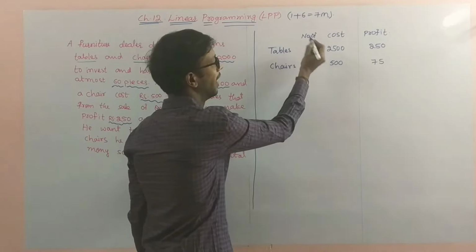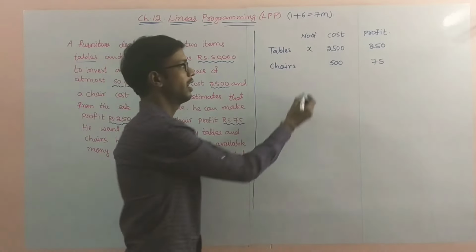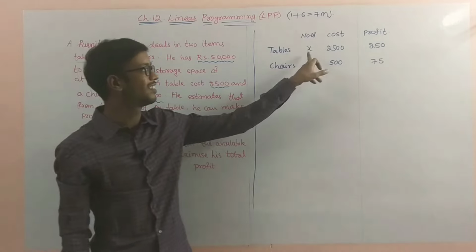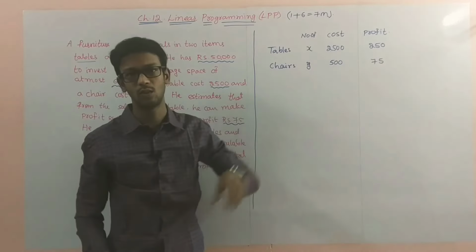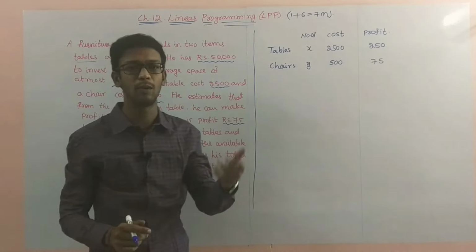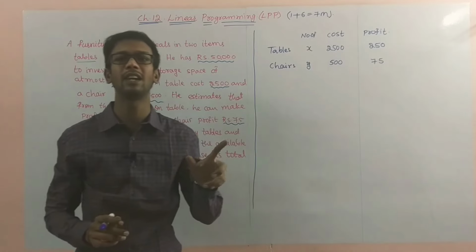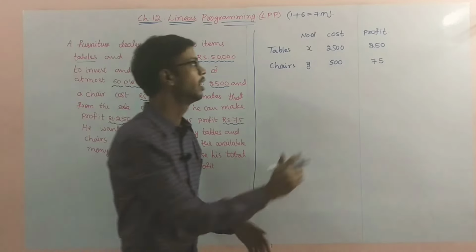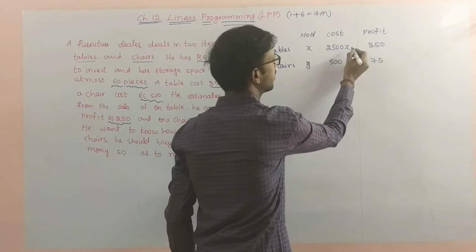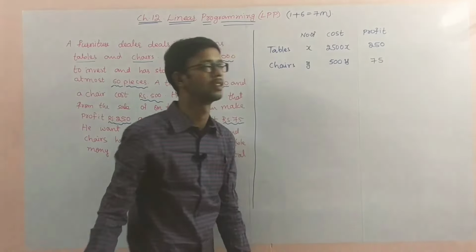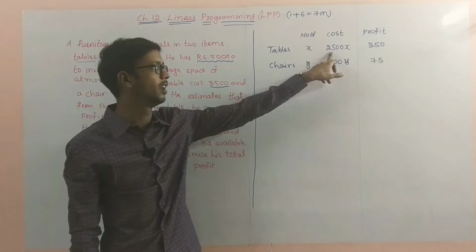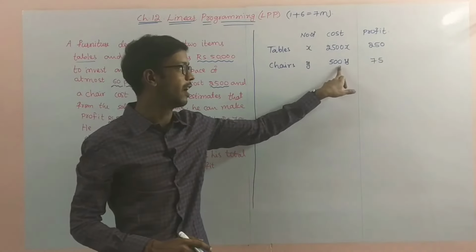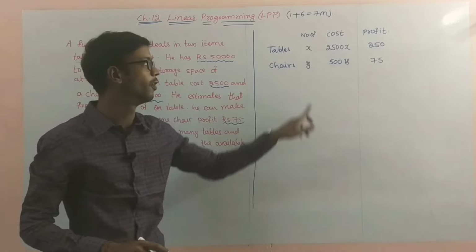I am taking X tables and Y chairs. The cost of the X tables, where one table costs 2,500. For example, if 1 pen costs 5 rupees, then 5 pens cost 5 into 5, 25. So here also, into X, and here into Y. The cost of X tables is 2,500X, and 500Y is the cost of Y chairs.